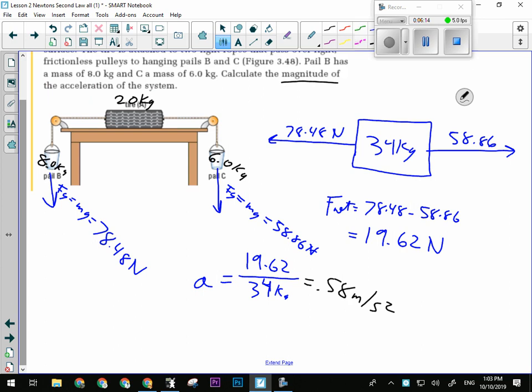What's the acceleration of the tire? I didn't say what's the magnitude of the tire's acceleration. What's the acceleration of the tire? 0.58 meters per second squared to the left. I have to indicate direction. So it's those little details that are important.